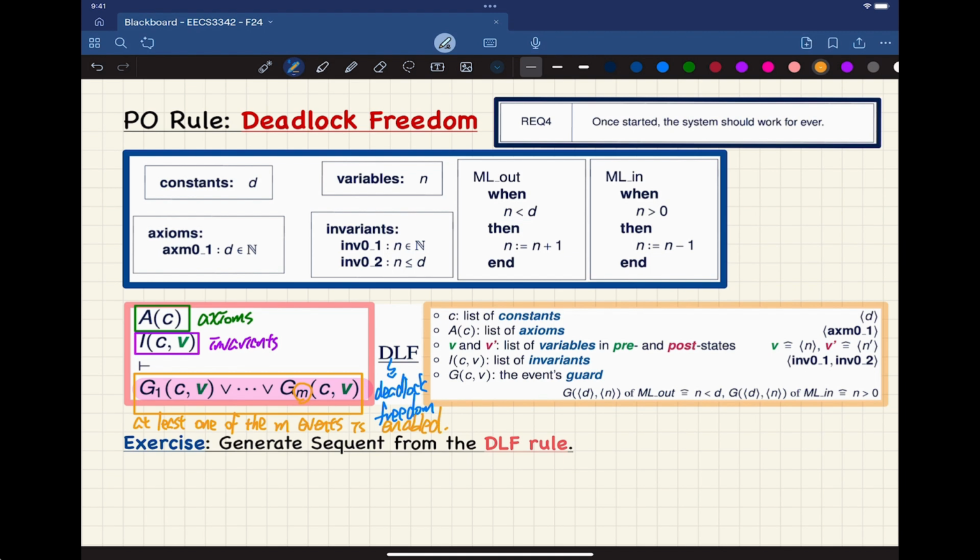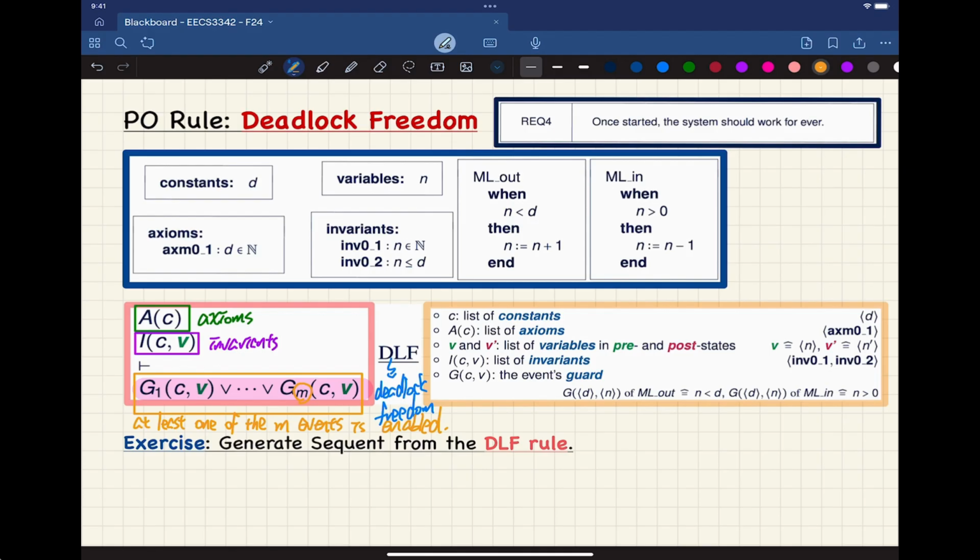If you got 2 events, you just put 2 event guards into disjunction. If you got m events, just put the guards together in disjunction. All right? That's the formulation. All right, guys, any question about the proof obligation rule? We're okay, right? Okay. Now, how do we write it down?